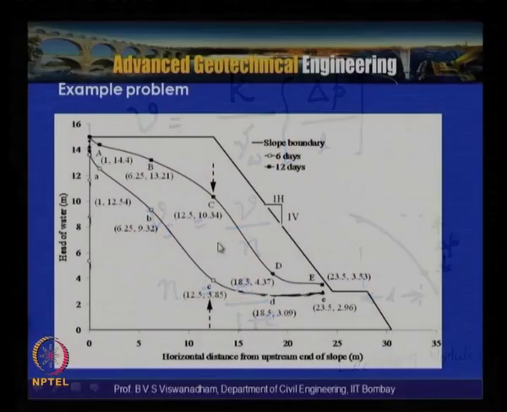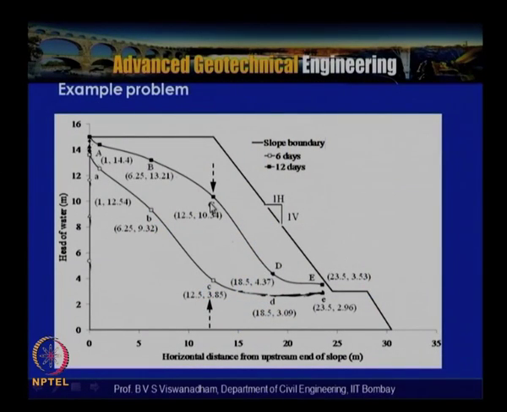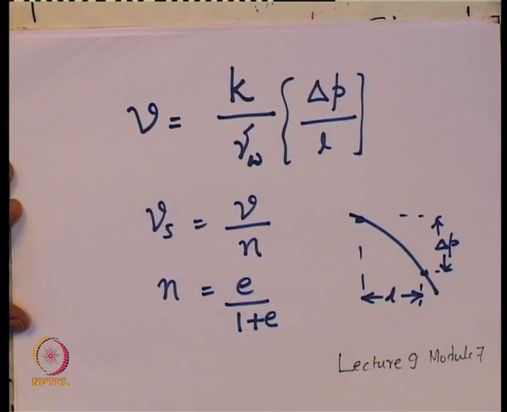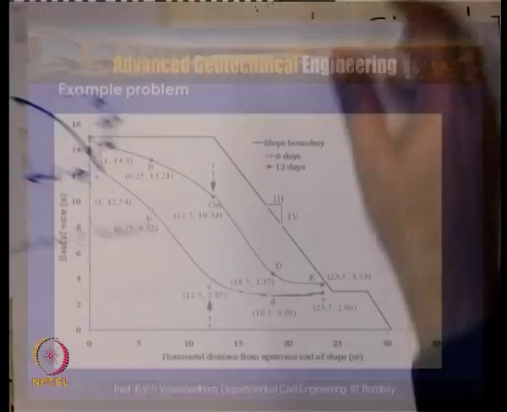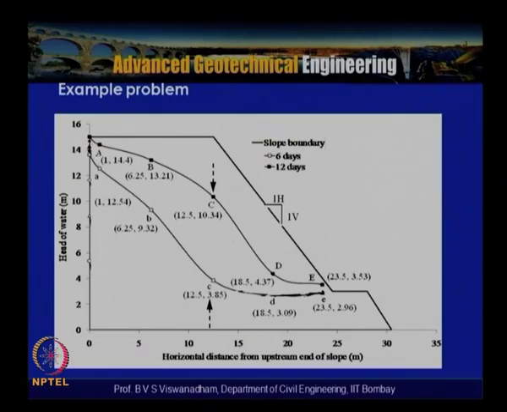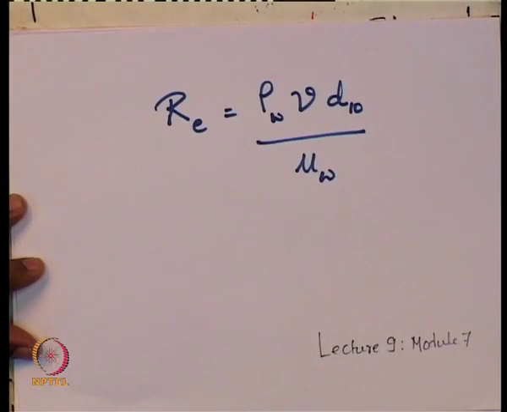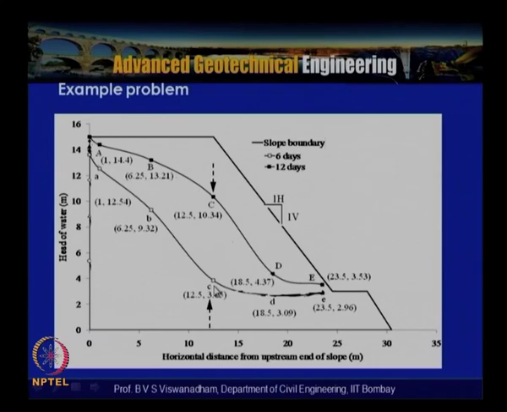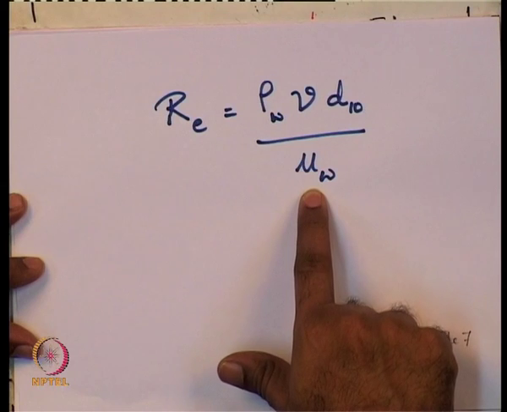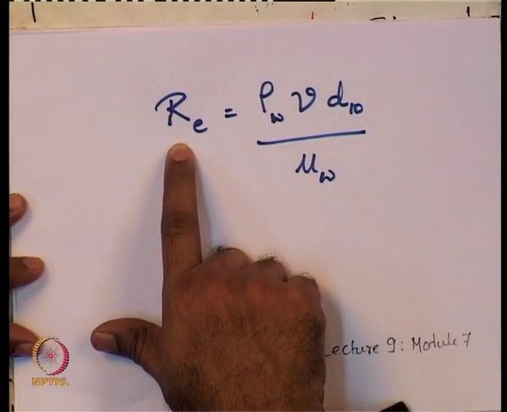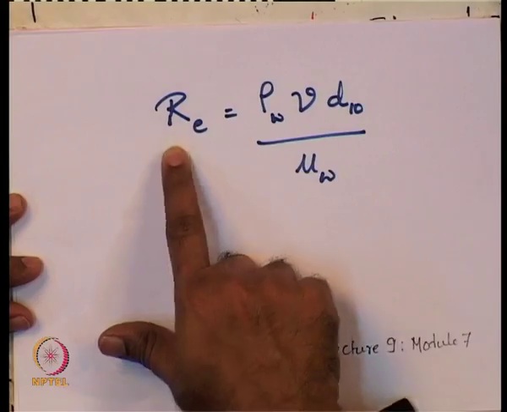Now, by knowing the porosity from the void ratio, n is equal to e by 1 plus e, we can calculate the seepage velocity. So the seepage velocity on the 6th day and the seepage velocity on the 12th day can be found out. Similarly, by knowing the velocity, you can also estimate the Reynolds number. By knowing the velocity, the effective particle size, and taking the kinematic viscosity, we can get the Reynolds number, and then we can check whether the Reynolds number is less than 1, which is the allowable limit.